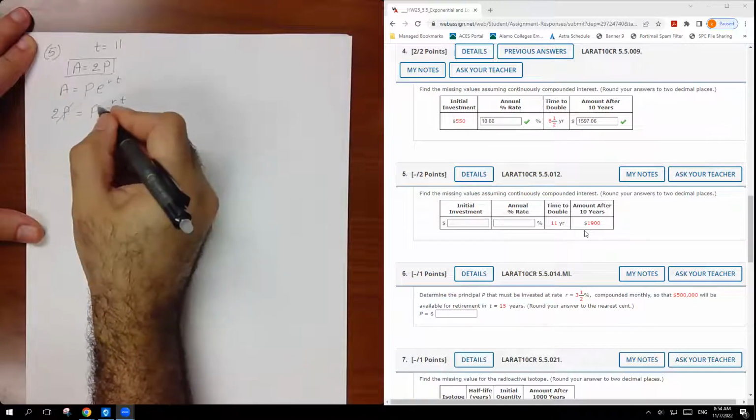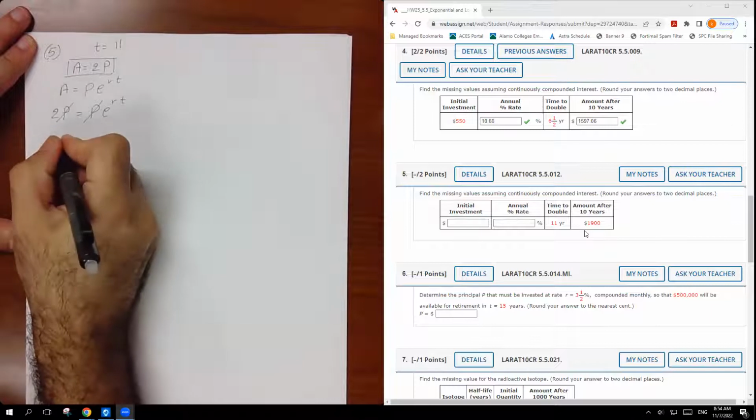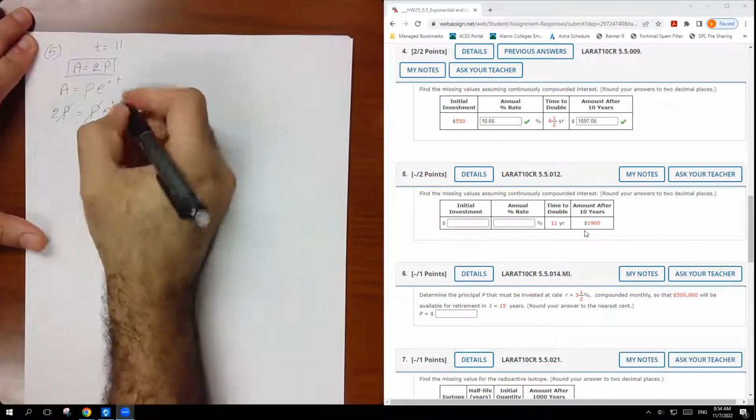Cancel the P from both sides, because you're going to divide both sides by P. That means the time is 11. So I'm going to plug in 11 here.